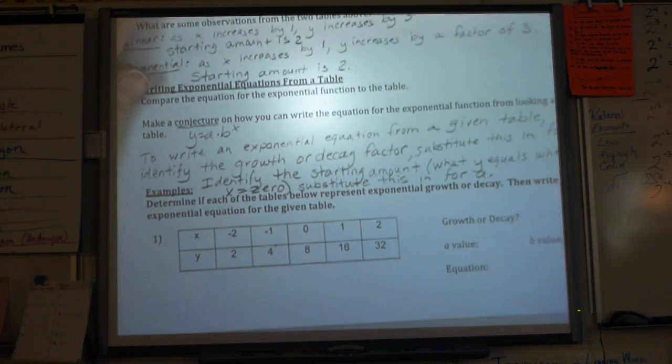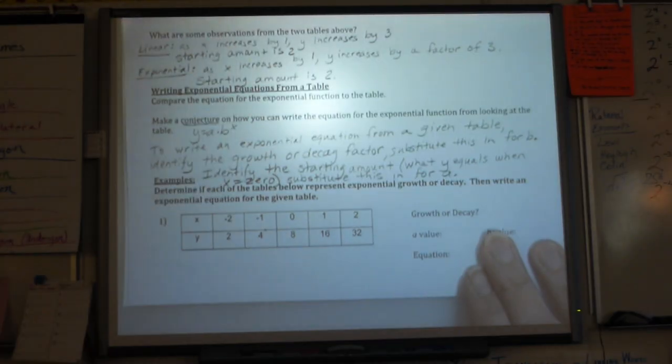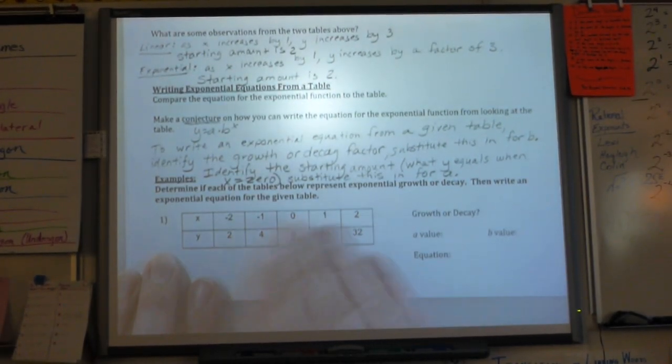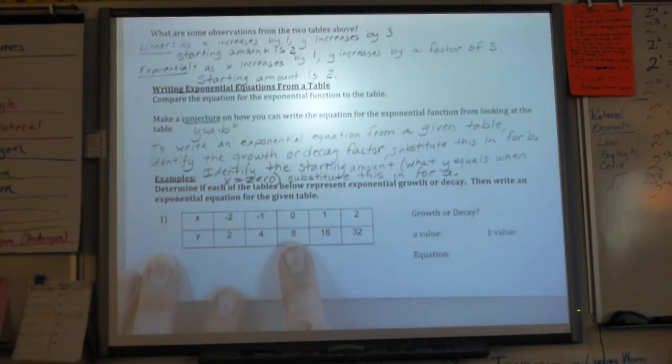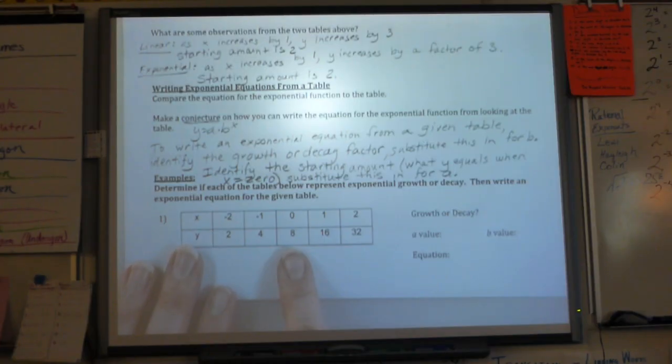Now, we're going to look at some very simple tables and write exponential functions given these tables. They are very basic level. They increase at a constant amount each time, and they tell you the starting amount in the table. So these are pretty basic. Tomorrow we'll look at word problems that you have to read much more carefully.